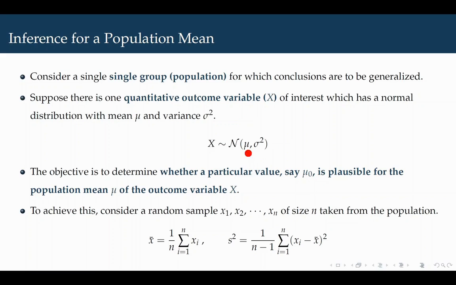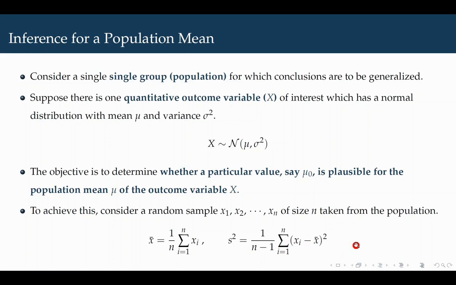So to make inference or conduct hypothesis testing, we need a random sample of observations, let's say x1, x2, ..., xn, taken from that particular population or group. So using these sample observations, we can determine the sample mean as 1 over n times the sum of xi, and the sample variance can be estimated as 1 over n minus 1 times the sum of the squares of the deviation of each value from the mean value.